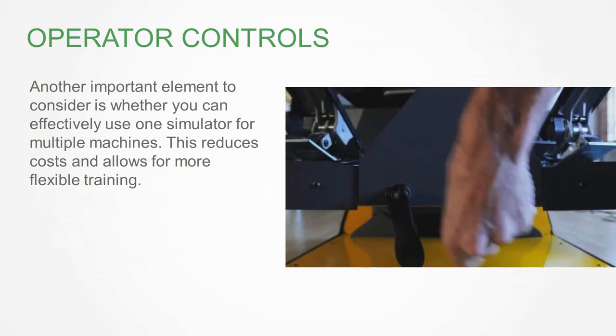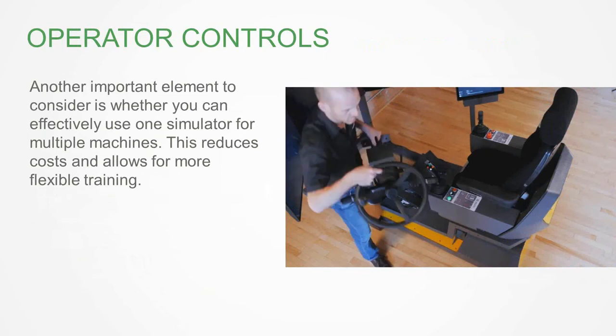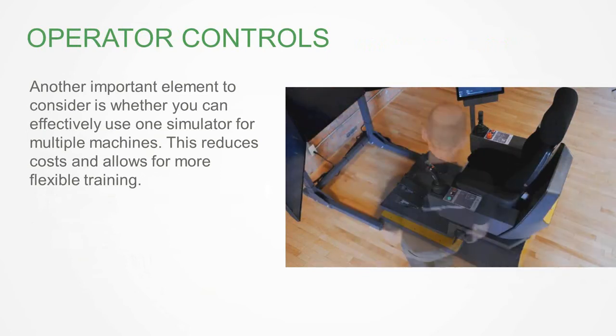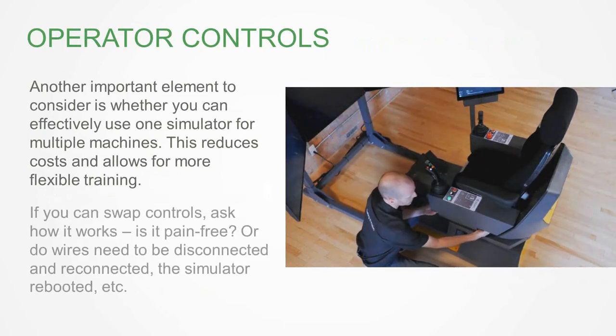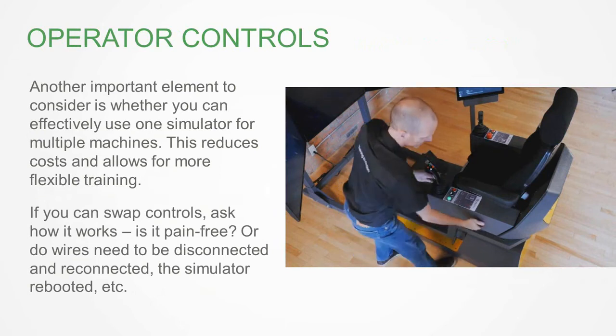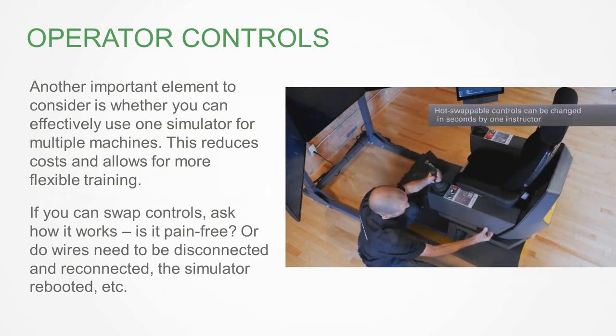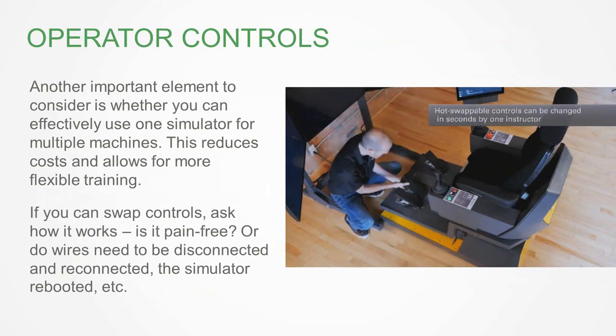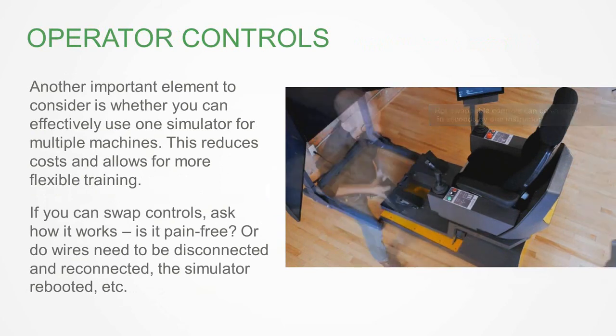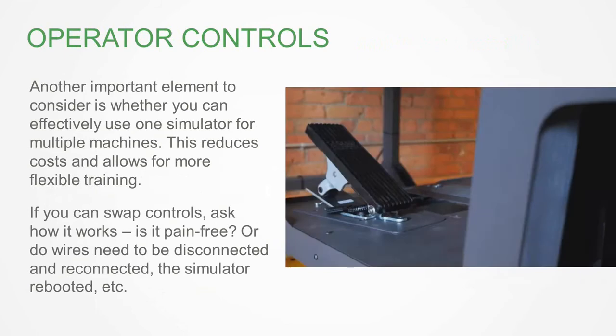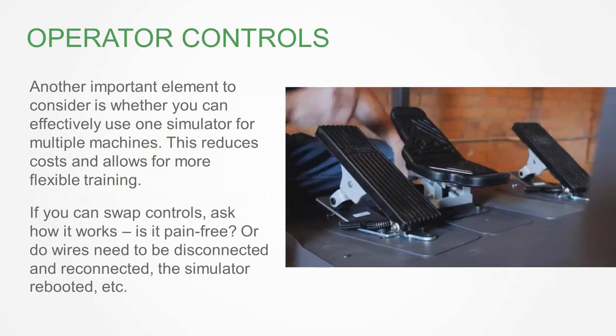A lot of simulations have the idea of controls that you can swap out, so one base can represent many different pieces of equipment. It's a really interesting idea. So you might want to ask yourself, how difficult is it to swap the controls out? Can one person be doing it? Are there any wires hanging on the ground where someone could trip? These things are quite important, that you want to make sure that it's a safe environment.